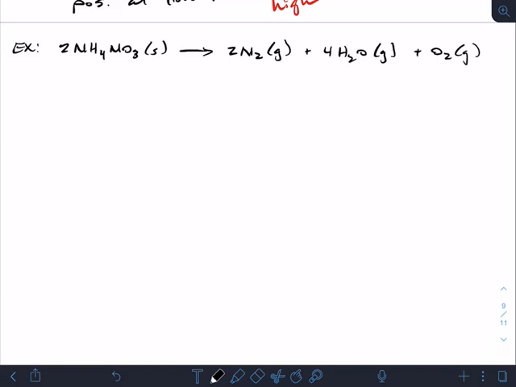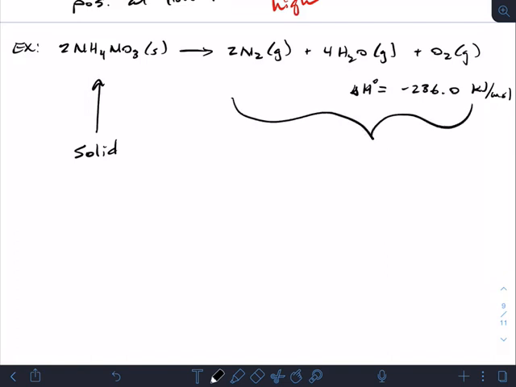So let's do a little bit of evaluation here. Very much like dealing with S, given enough information, you can go straight from a chemical equation to determining whether or not something will be spontaneous. So let's look at an example where we have the equation 2NH4NO3 solid decomposes to nitrogen gas, water vapor, and oxygen gas. And we're given a standard delta H of negative 236 kilojoules per mole.